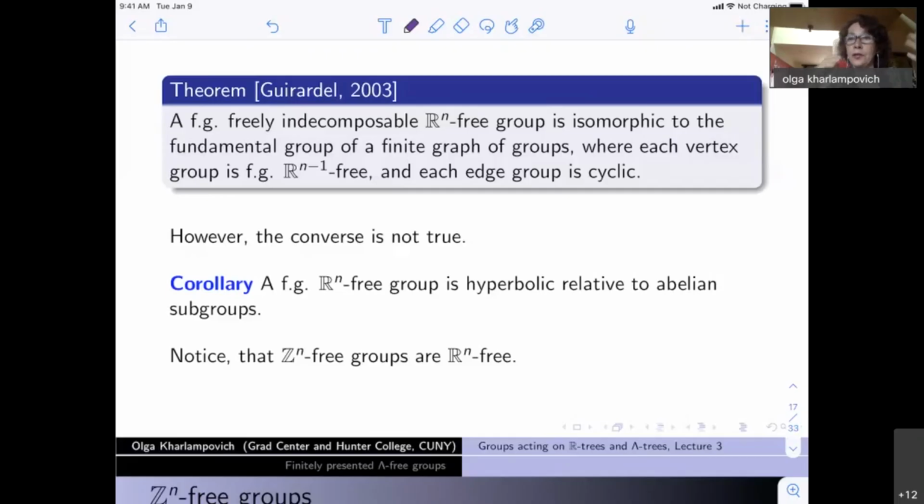And okay, we get to the second floor. This is a construction of R2 free groups. And then we can continue this hierarchy. So these Rn free groups are built hierarchically. Now this theorem is only in one direction. If you have an Rn free group, then it is like this. Not every group obtained by this construction is Rn free.